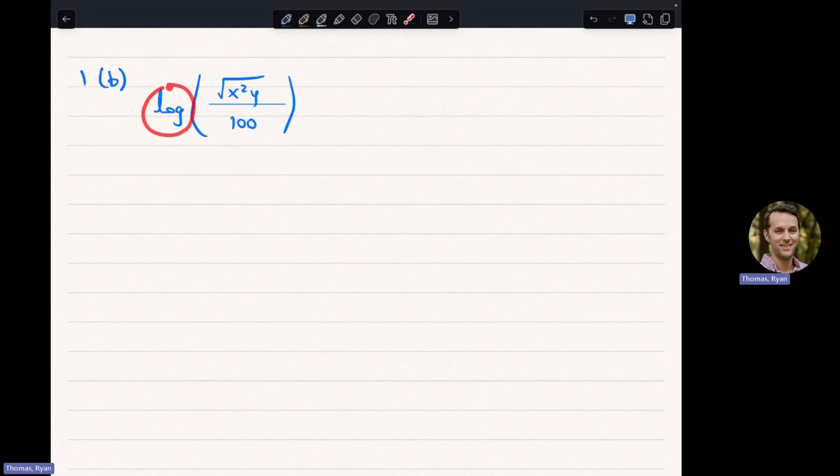So first of all, this is a common log, so log base 10, right? We usually suppress the base when it's 10 for, I don't know, reasons, but it does mean base 10. So things to notice here first would be the division, right? It's a quotient. That means we can split this up into two separate logs by subtracting to get smaller, simpler pieces, right?